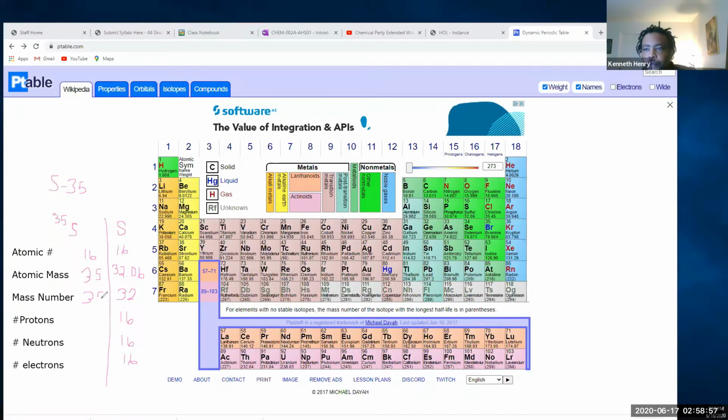The number of protons, 16. Number of neutrons, 19. Number of electrons, 16. Where did we get the 19 from again? Because we have a new mass number, right? It's no longer 32, it now weighs 35. So we subtract the number of protons from the mass number: 35 minus 16. Piece of cake?